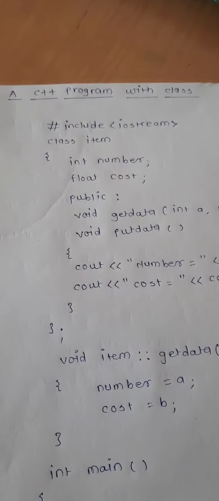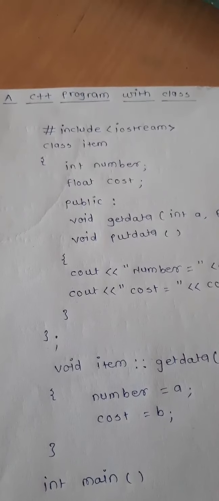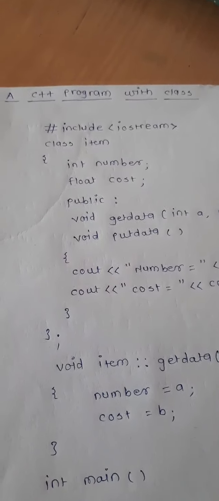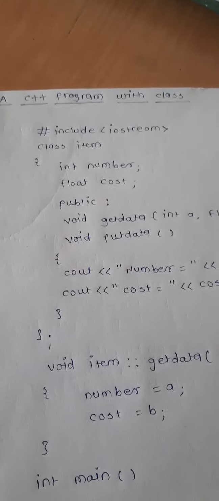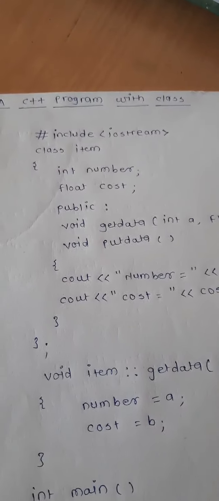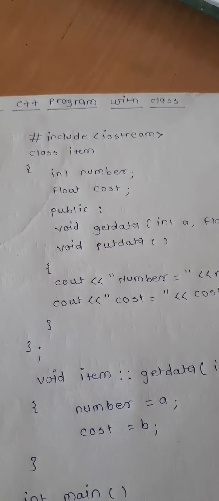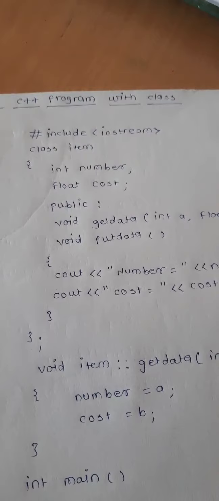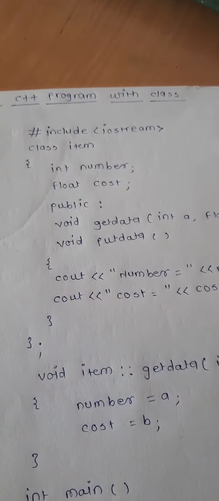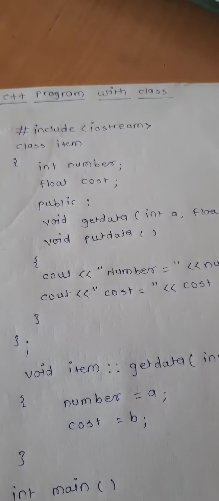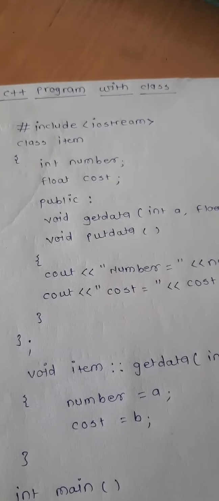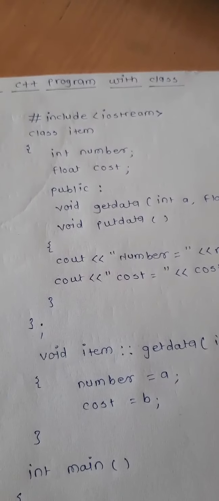Here is one example. In this example, we take one class and we declare some objects of that specific class. There are some data members in that class and some member functions are also present. We can call these member functions by using the object of this class.